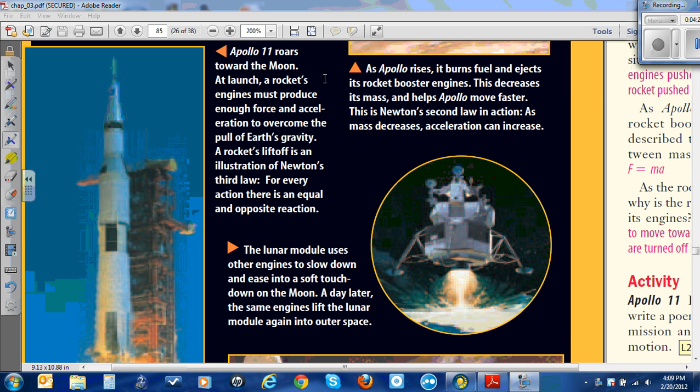Apollo 11 roars towards the moon. At launch, the rocket's engines must produce enough force and acceleration to overcome the pull of Earth's gravity. A rocket's liftoff is an illustration of Newton's third law. For every action, there is an equal and opposite reaction.